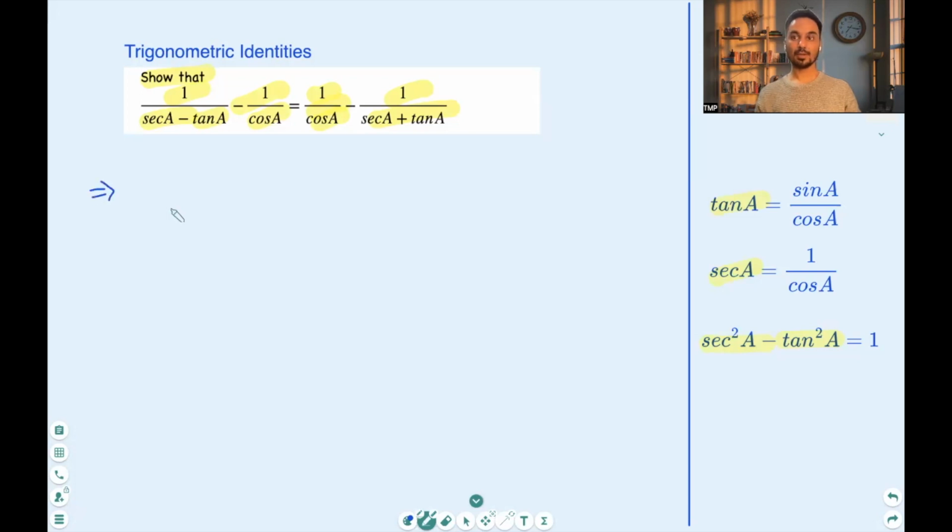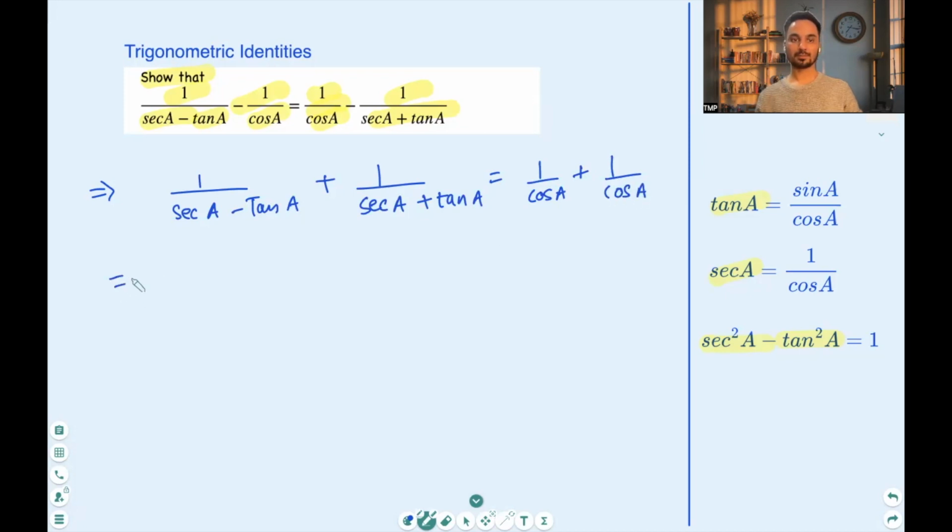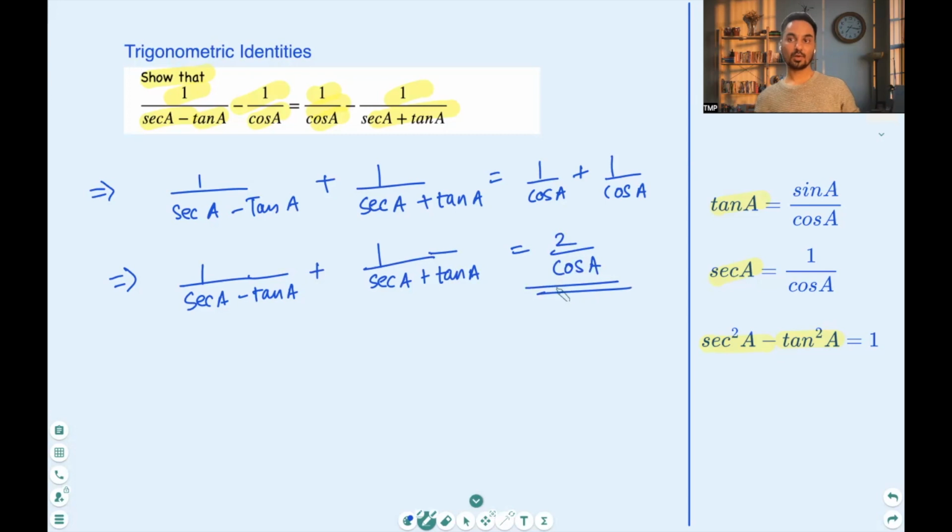The given question can be rewritten in the form 1 over sec A minus tan A plus 1 over sec A plus tan A equals 2 cos A. So this is what we want to prove. Now let's get started with the left-hand side.